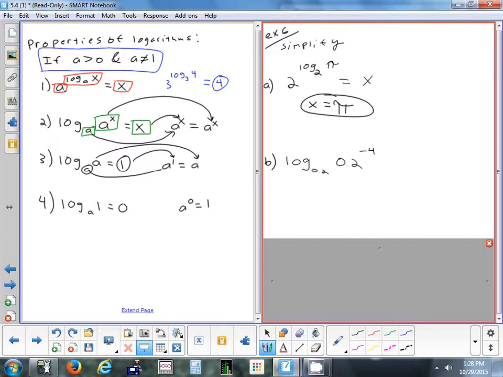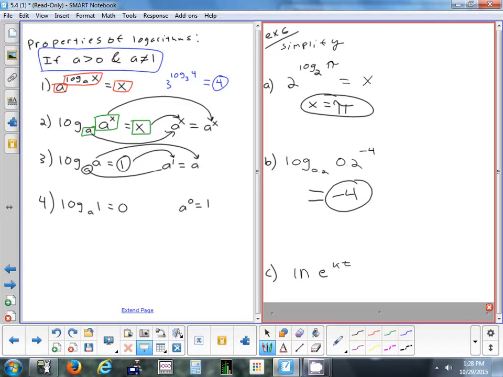How about B? What rule does that look similar to? The second one. Yeah, that looks like the second one. If I were to simplify this one, what would I get? -4. Yeah. This would cancel out, and the answer is whatever the exponent is, -4. And how about this one? ln of e to the kt.